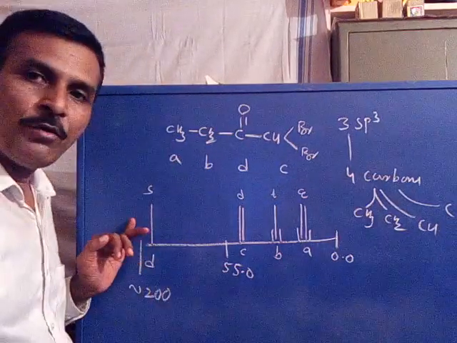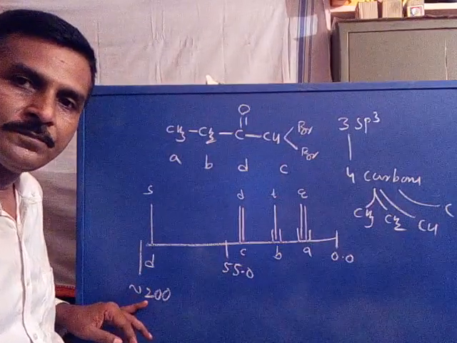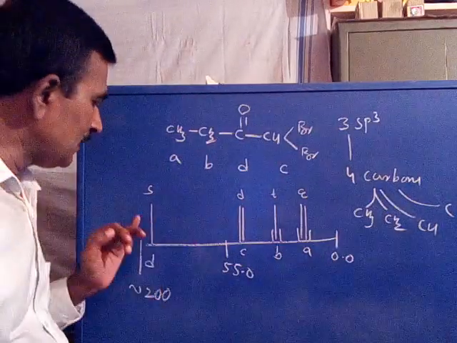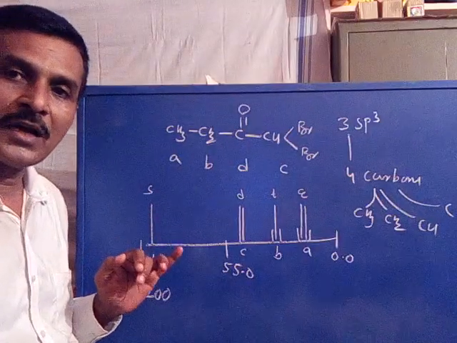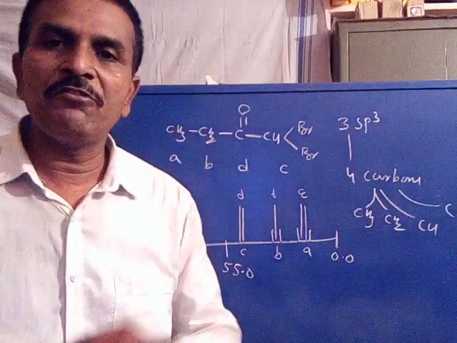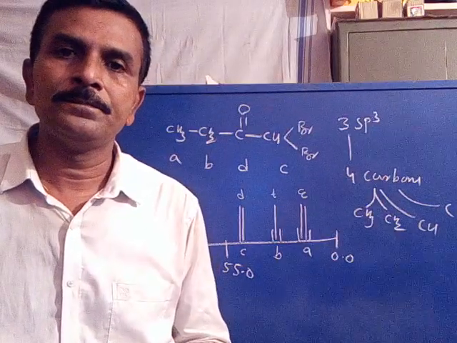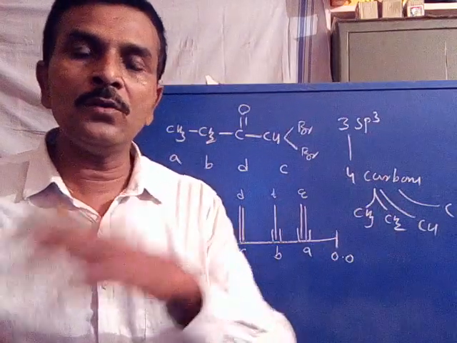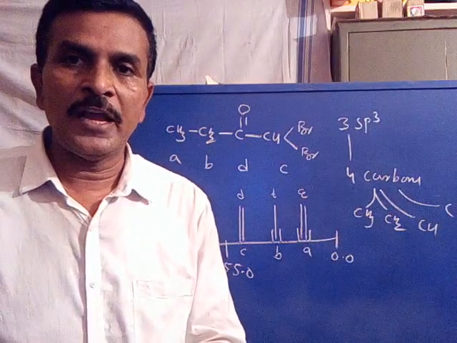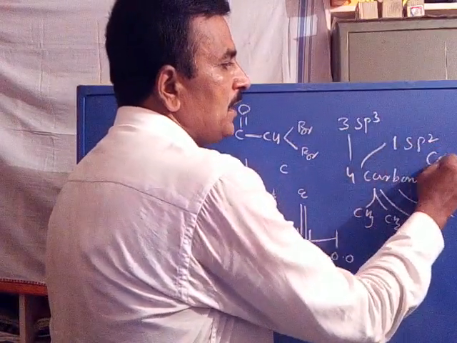Now coming to the 4th signal. The 4th signal appears at nearly 200 ppm. What does it indicate? The carbon whose signal appears at nearly 200 ppm is an sp2 carbon. Particularly, it may be a carbonyl carbon. So a value of nearly 200 ppm is always related to an sp2 carbon of a carbonyl. So 1 sp2 carbon, that is C double bond O.